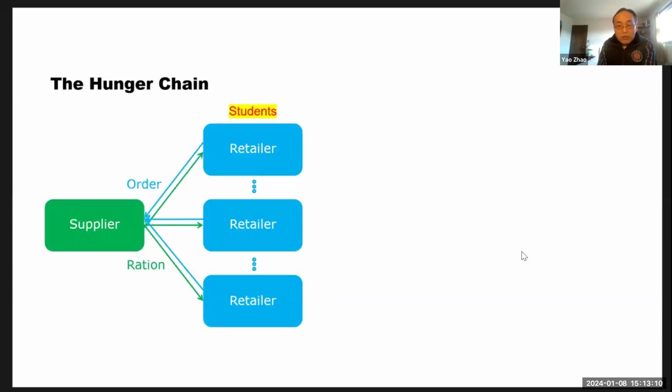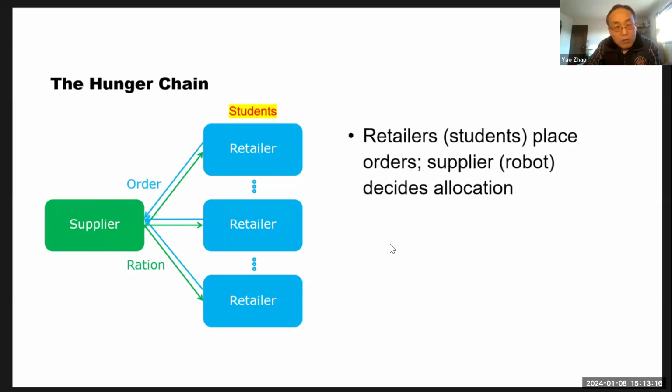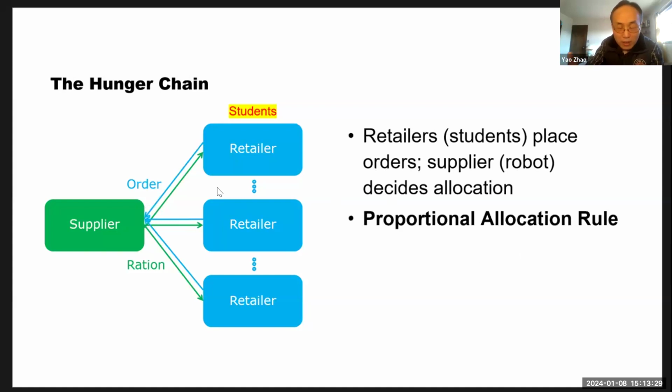Now, in the Hunger Games simulation, this is the game mechanism. The students play the retailers. The retailers will place orders to the supplier. The supplier will ration the supply to each of the retailers using a certain allocation rule, which in our game is the proportional allocation rule, which is very simple.